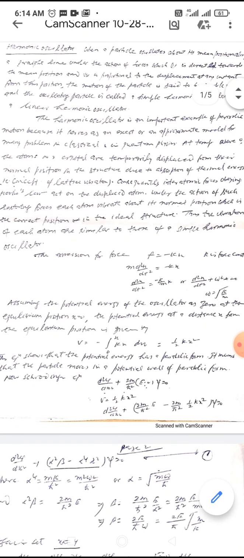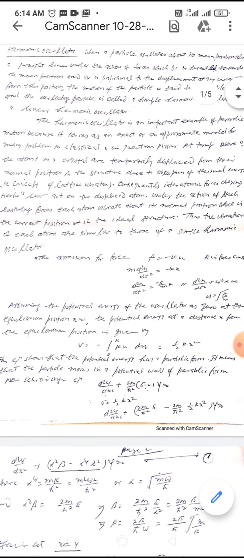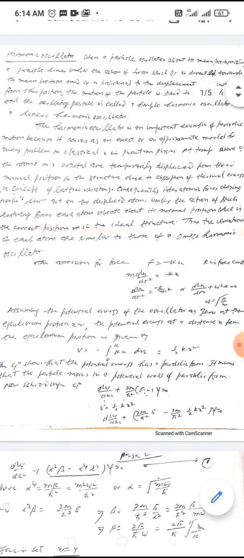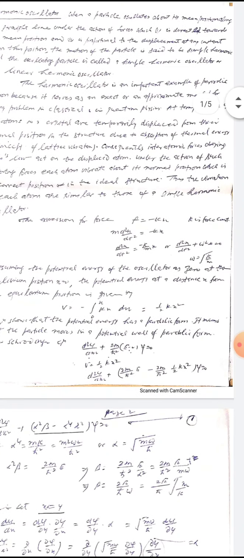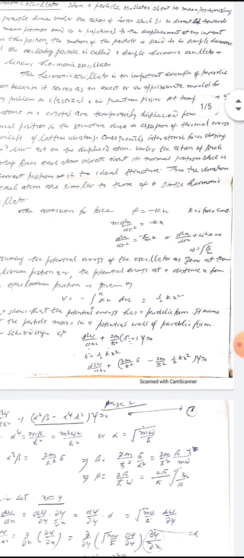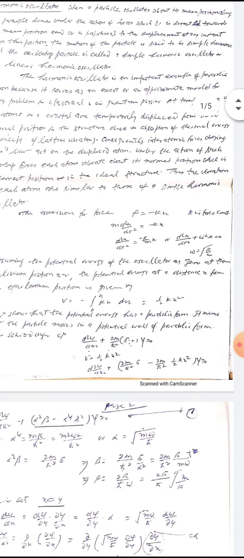This concept which I just narrated is part of the syllabus of unit second in paper third, solid state physics, lattice vibration and the concept of phonon. The expression for the force is F equals minus kx. According to Newton's second law, m d2x by dt square equals minus kx. Therefore, d2x by dt square plus omega square x equals 0, where omega equals root of k by m.